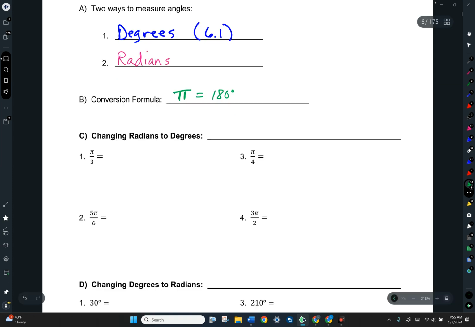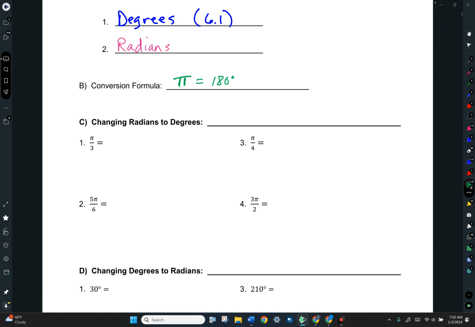So if I want to change from radians to degrees, look at number one. You have an angle that measures pi over 3. Well, that only has meaning to me if I can think about how much of a rotation that is. If I want to change from radians to degrees, I want to get rid of the pi, so I'm going to replace it with 180.